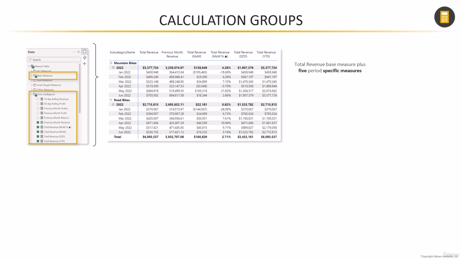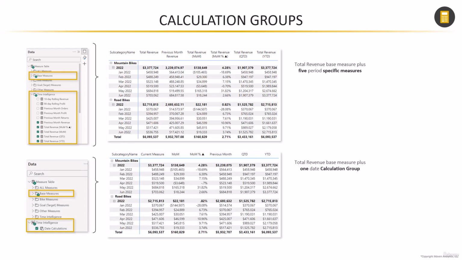Now, I'm not saying that there's anything wrong with this approach, but as you continue to add more base measures like total profit, total orders, we've got total revenue here, so on and so forth, you're required to create new, unique time intelligence functions for each base measure. So needless to say, this really starts to clutter the measures view, and it can create a lot of individual measures.